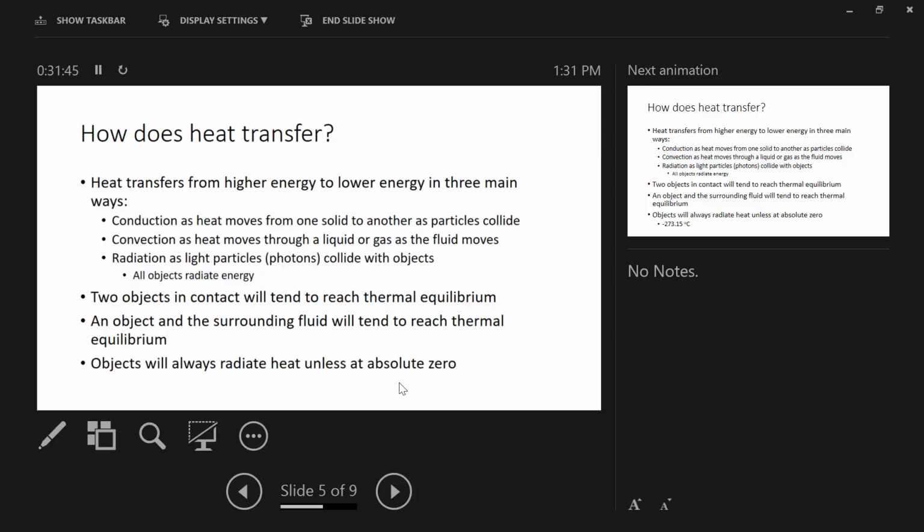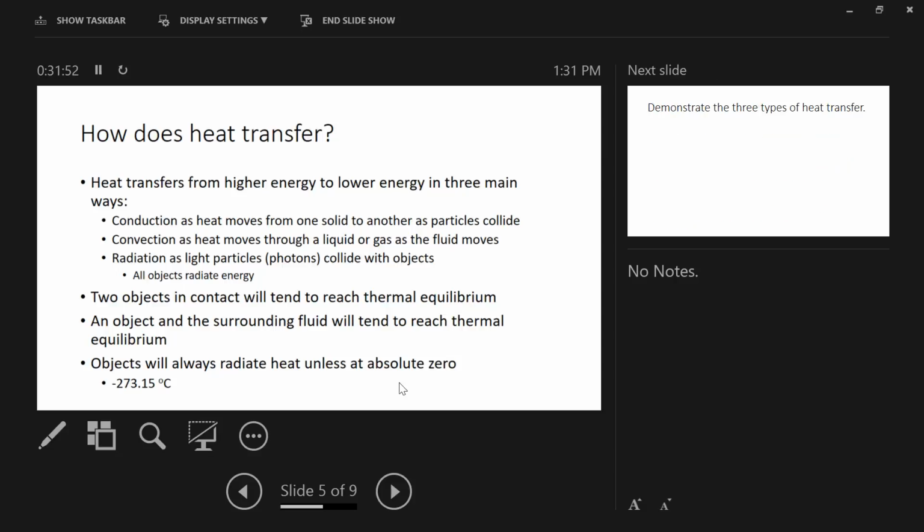And then finally, objects will always radiate heat unless they are at what's called absolute zero, which happens to be negative 273.15 degrees Celsius. That's really, really cold. The reason we call it absolute zero is because at that temperature, there is zero kinetic energy of the particles in that material. All motion stops.